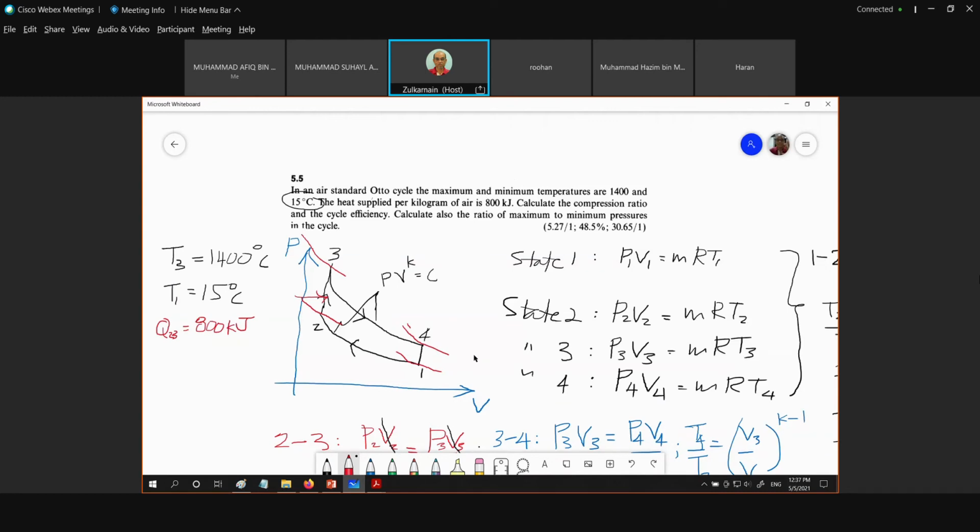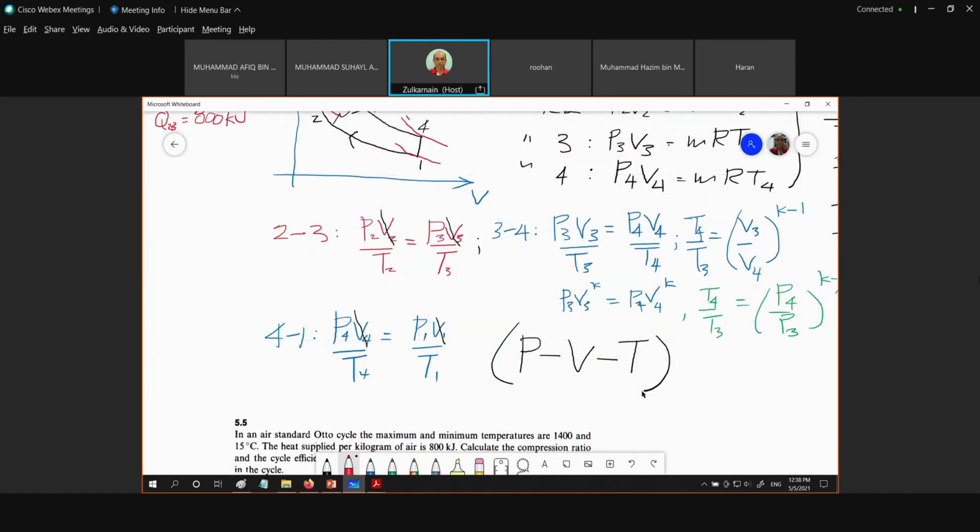Okay, so these are all the parameters given right here. What is the question? Calculate the compression ratio. In order to calculate the compression ratio, we need to get V1 and V2, whereby V1 is the maximum volume and V2 is the minimum volume.